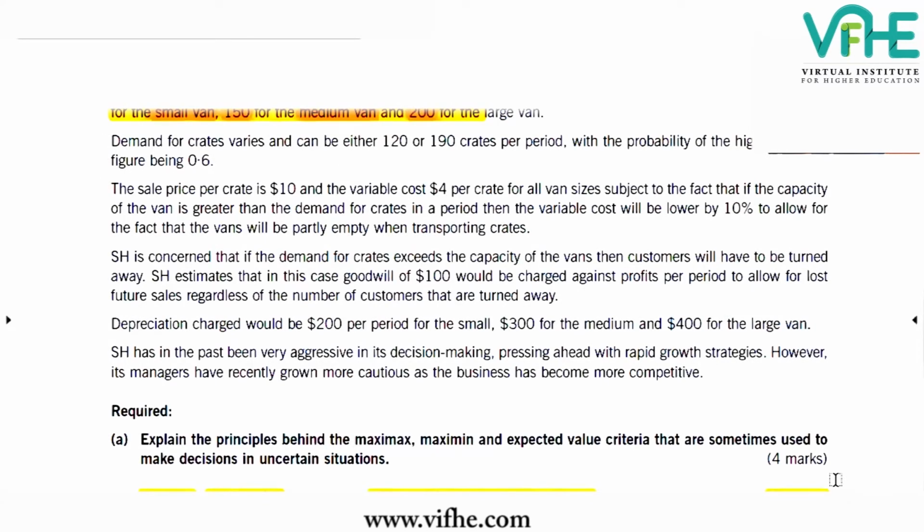So this is DA. Now the second thing to find out is something which is not under the control of the decision maker. The decision maker has the control to opt for which type of van they want to go for, but cannot control things which are not under their control. Like, let's see, demand for crates varies and can either be 120 or 190, with the probability of higher demand figure being 0.6. Now, you can see here there is a clear indication about the probability given. So the probabilities are attached with demand. So it says that the demand would either be 120 or 190.